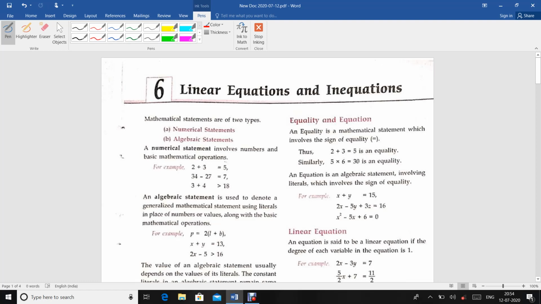This is your mathematics class. So today we are going to start a new chapter, that is linear equations and inequations. We will learn it topic wise. So firstly we will start with statements.